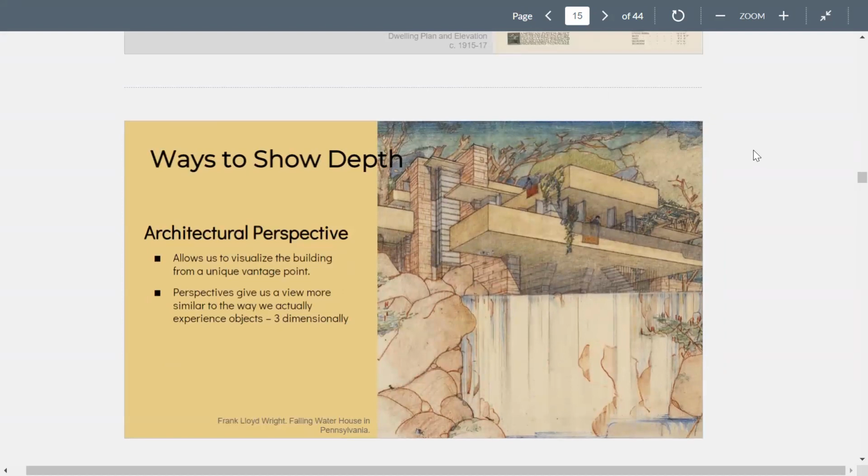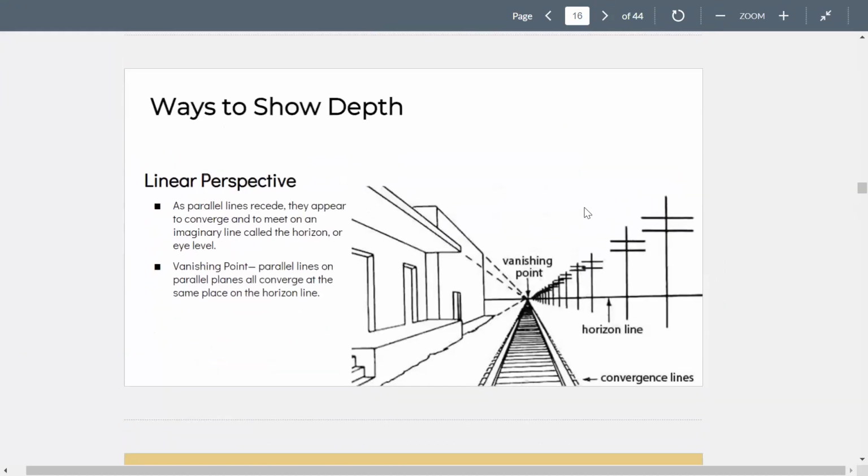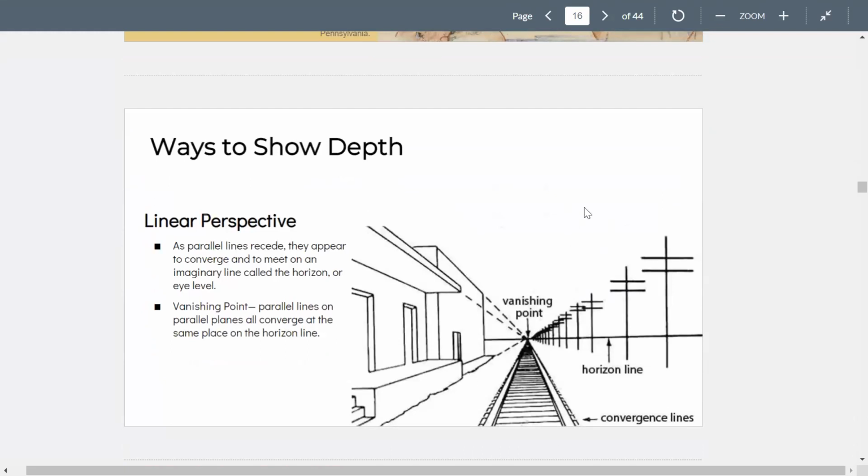These drawings can be done by anyone. It's just a simple technique to use. I will show you how to do that as well. So this is called linear perspective. Linear perspective is a general term, but this image here is specifically called a one-point perspective.